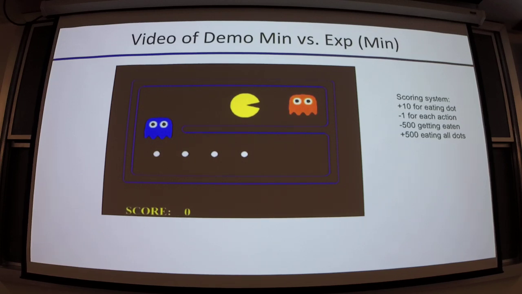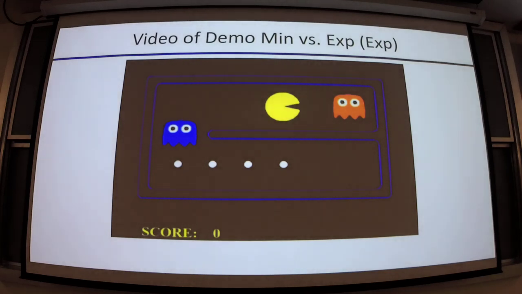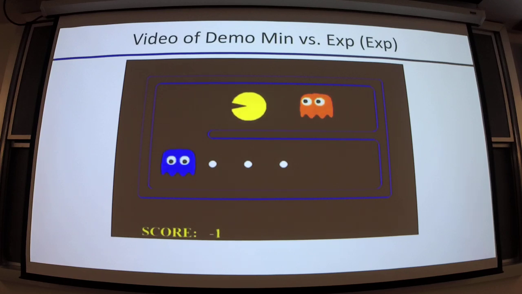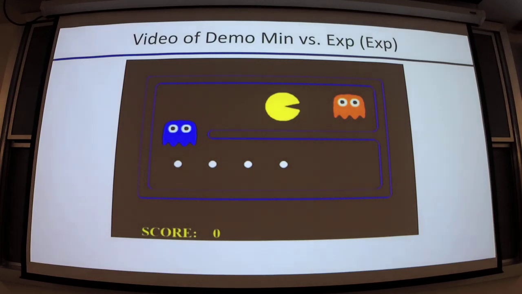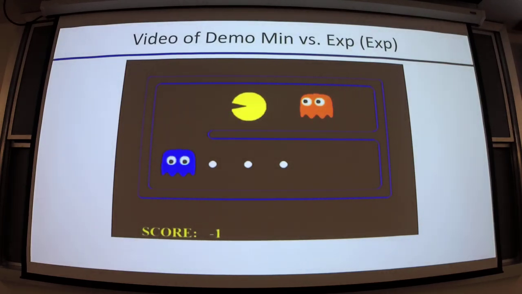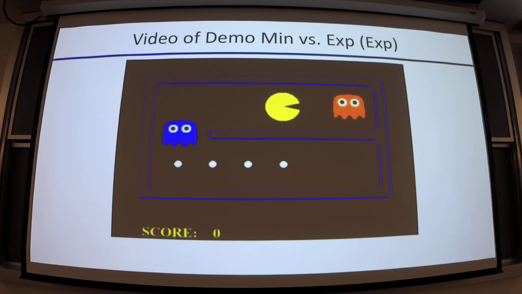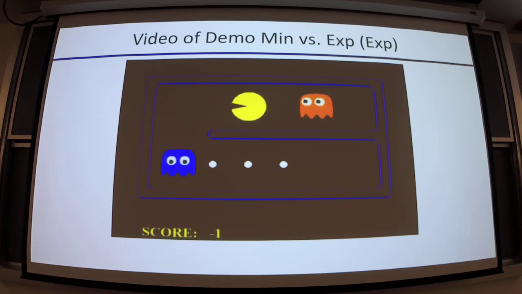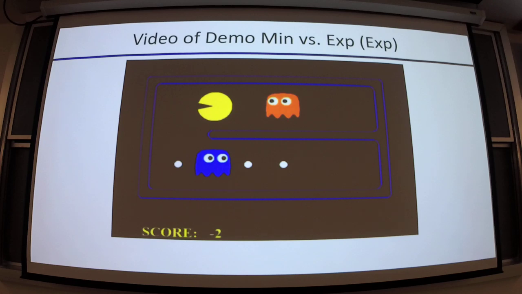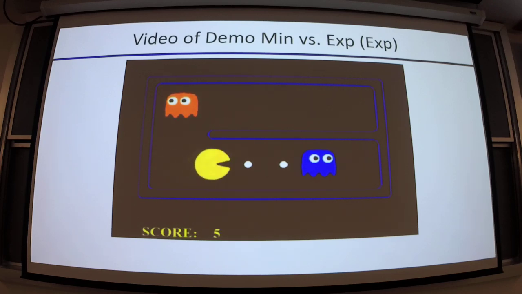Alright, well, let's test this hypothesis. So here we have optimal Pac-Man playing Minimax. That's Pac-Man not playing optimally. Let's see, I may have messed up our videos. Okay, I did mess up the videos, I apologize. The answer is to dive bomb the ghost if you're playing optimally in Minimax.